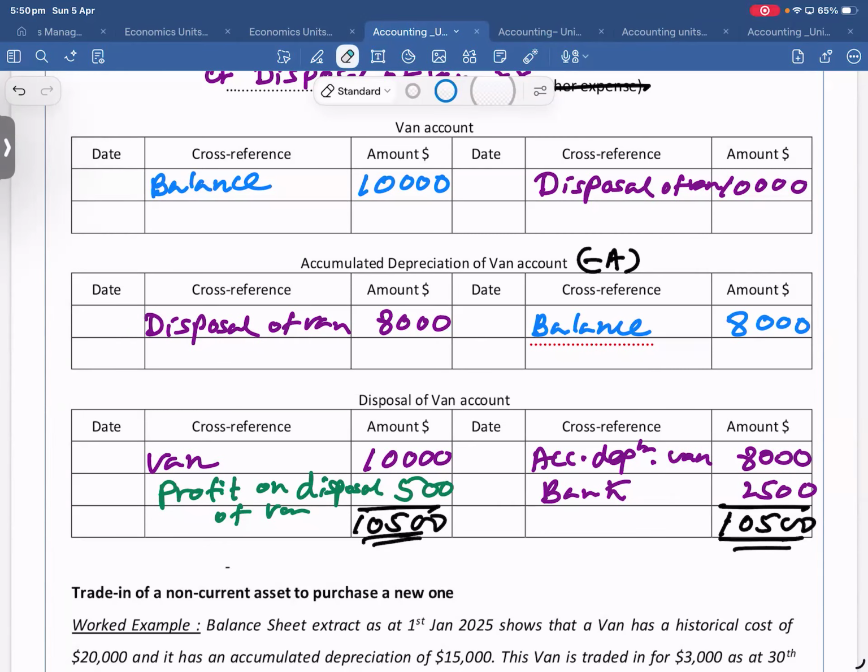Why do we do it? The disposal account. Because we are jobless? No. It is to calculate or to identify the profit or loss on the disposal. That's it. That's the purpose: to determine whether we have made a profit or loss on the disposal.